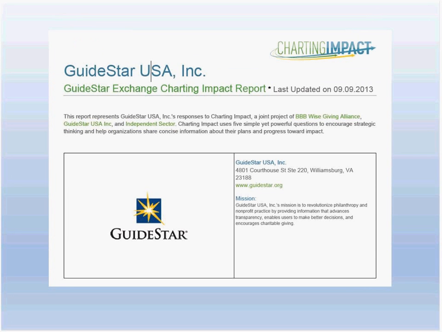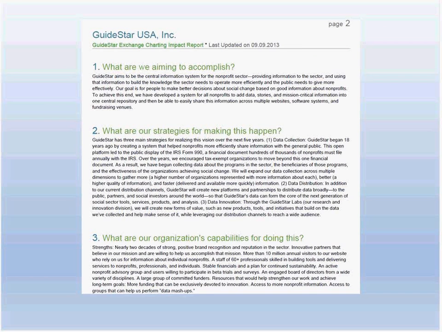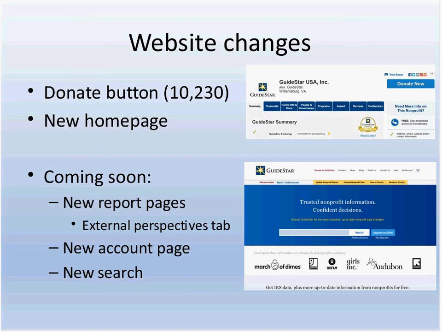The report itself, this is just a screenshot of the first page. It's like this for all organizations participating. It has GuideStar information, mission statement, logo, as well as when the organization last updated this report. Page 2 looks like a snapshot of our responses to questions 1, 2, 3, and so on. So it's a nice, succinct document that is easy for donors to understand and addresses the kinds of questions that they're really looking for.